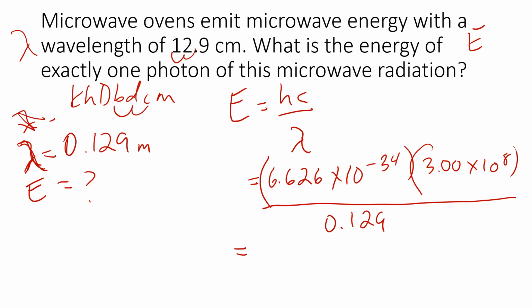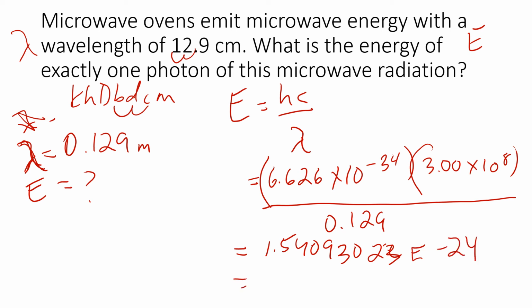Give me 1 second, guys. 6.626 times 10 to the negative 34 times 3 times 10 to the 8 divided by 0.129. I do my math, I end up with, this is the number I get on the calculator, just bear with me, 1.54093 and then a little capital E looking thing and negative 24.